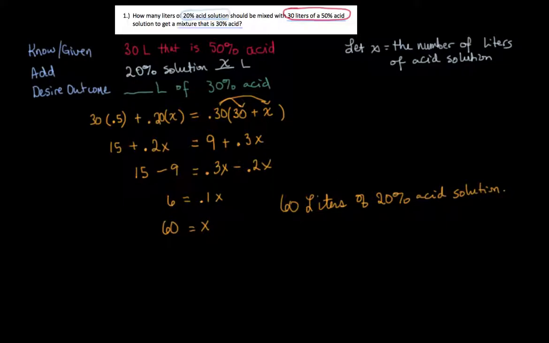Okay. Next, I want to take a look at another type of problem, very similar to this one. In this particular problem, we have a cleaning company that has 20 gallons of bleach, and they want to mix it with some water to create a solution that is only 10% bleach. So they're diluting it. The term is to dilute. That just simply means to make its concentration less.